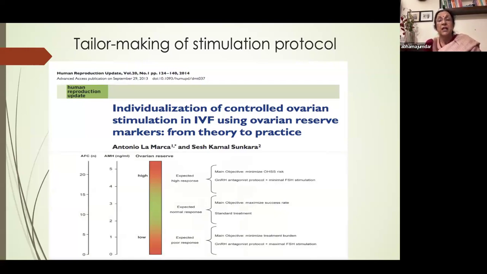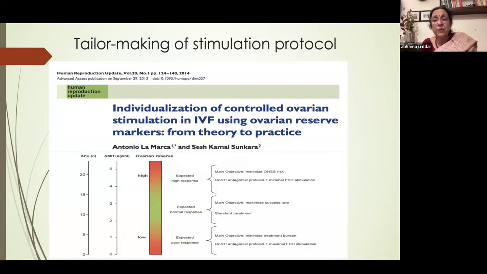This is 2014. So remember, at that time Paul Devroey in 2012 had just given out the concept of an OHSS-free clinic, where he did an antagonist protocol, agonist trigger, and segmented the cycle. But before that, it was not there. So all these studies were before that era when we started segmenting.